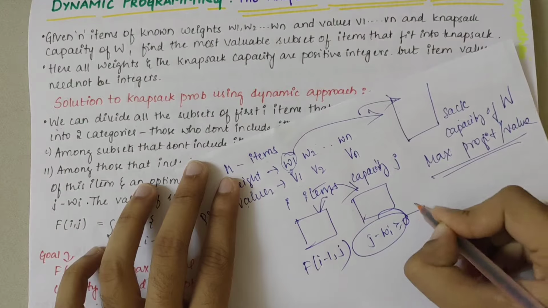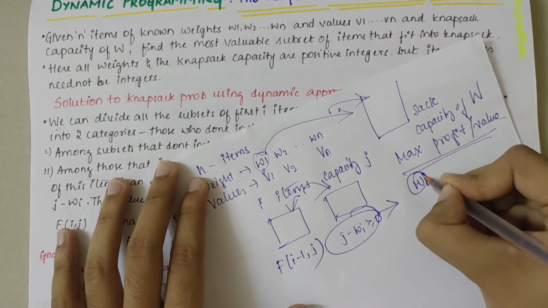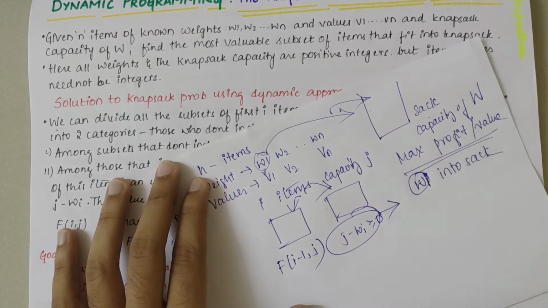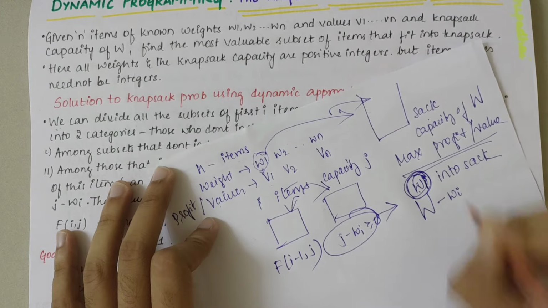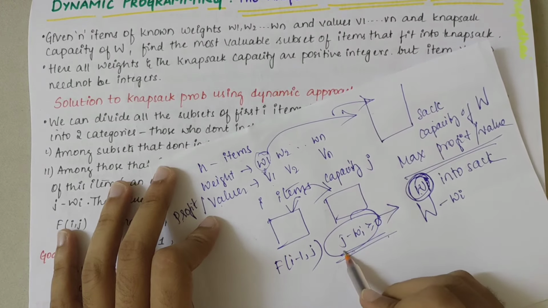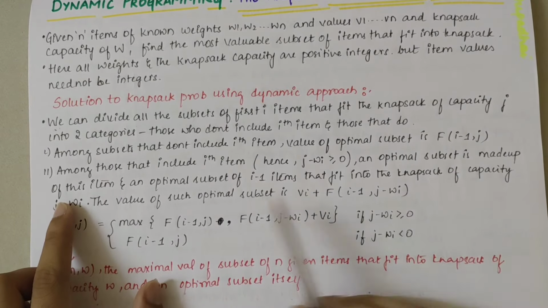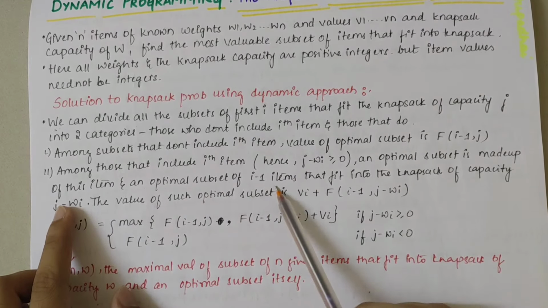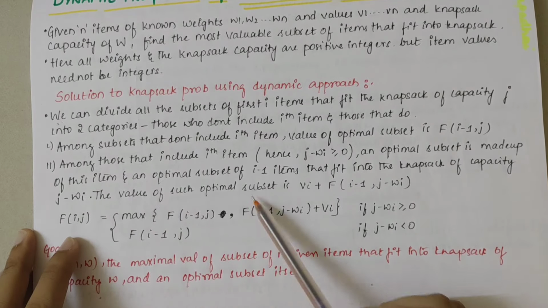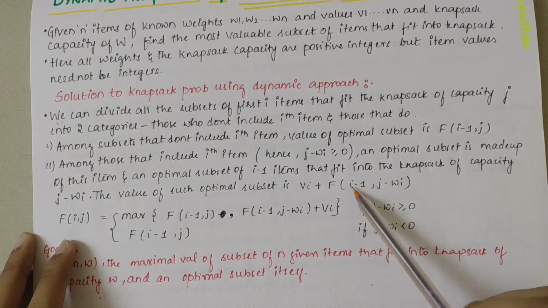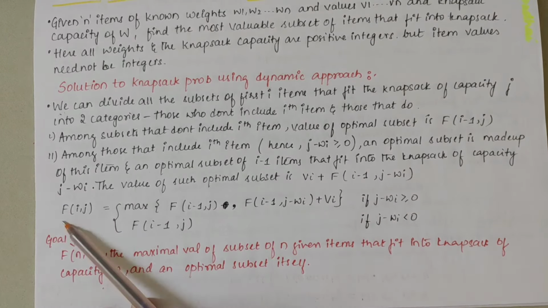Here j minus wi means that if you are adding an item of weight wi into the sack, then from the total weight capacity you should subtract the weight of this particular item, wi. So j is the capacity and wi is the particular item which you're adding into the sack. An optimal subset of i minus 1 items fits into the knapsack of capacity j minus wi. The value of such an optimal subset is vi plus F of i minus 1 comma j minus wi. So here we derive an equation, F of i comma j.